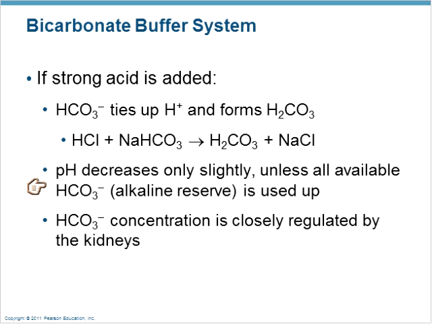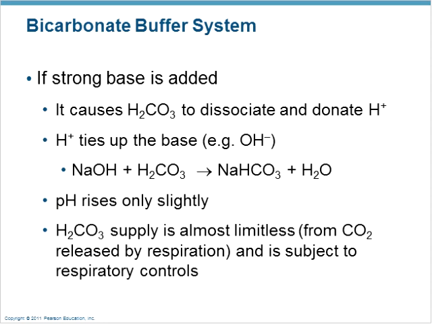pH decreases only slightly unless all available HCO3, the alkaline reserve, is used up. So the HCO3 concentration is closely regulated by the kidneys. So the kidneys regulate the bicarb, if you will, within the system. If a strong base is added, it causes the H2CO3 to dissociate, and it starts donating free hydrogen to equalize things out. The hydrogen ties up the base, i.e. the OH minus, and so you see sodium OH plus H2CO3 ends up as sodium bicarbonate plus H2O.